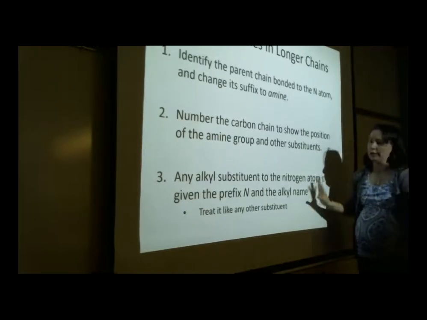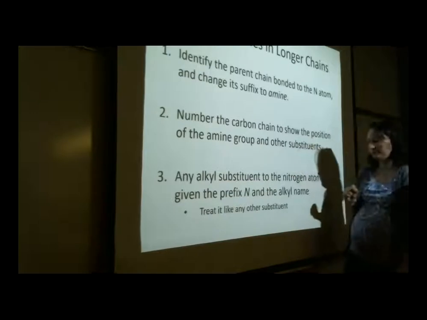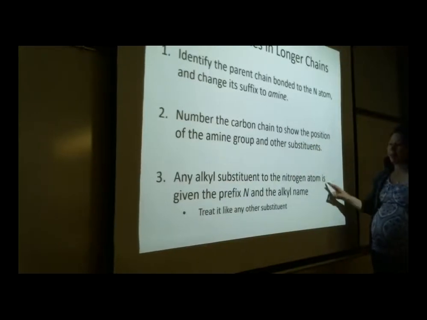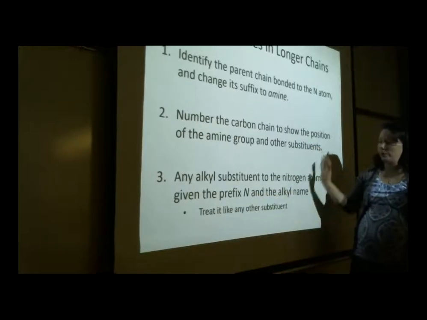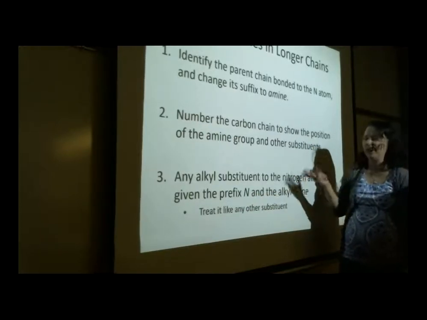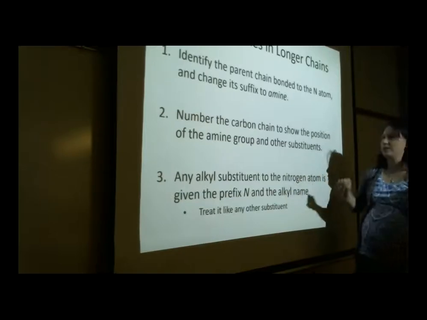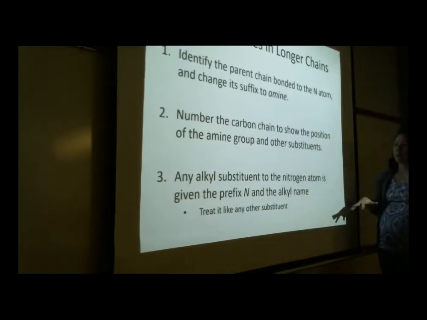So all the ones we're looking at are just going to be alkyl substituents. And then they're going to get the prefix N. And so then we're going to just treat it like any other substituent. I know that sounds really funky, but when you see the example, I think it'll make more sense.